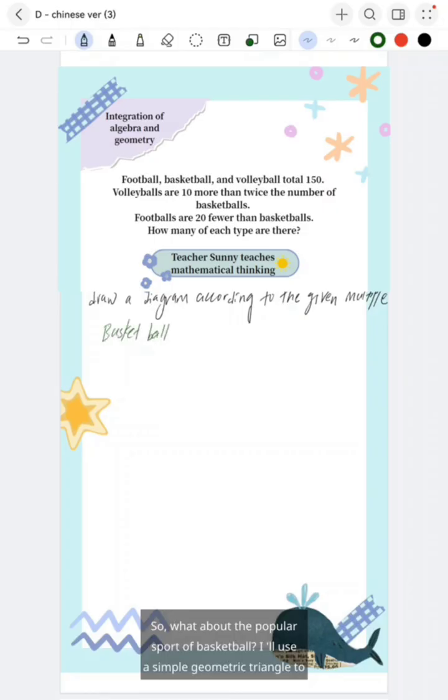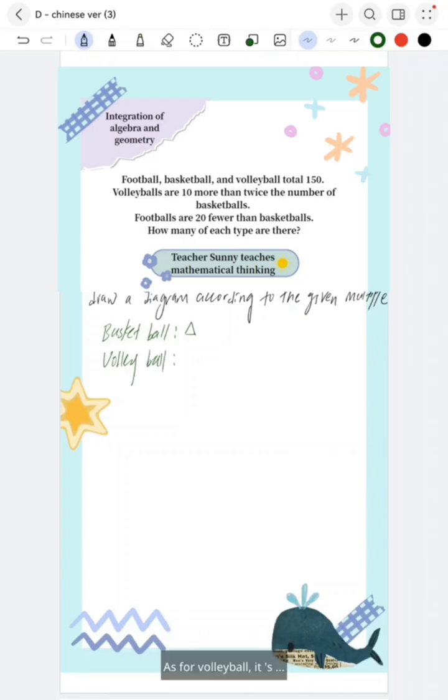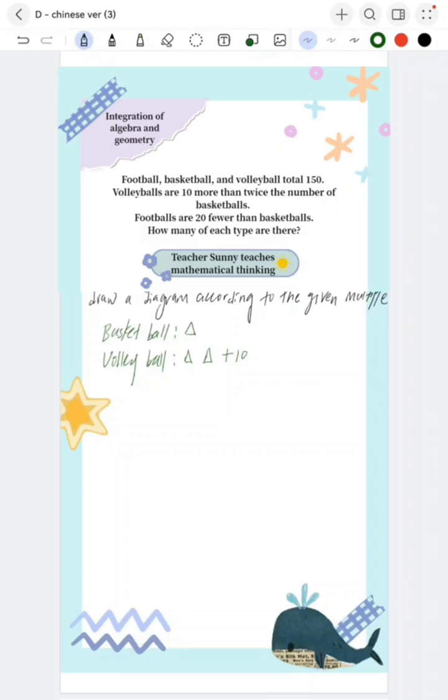So, what about basketball? I'll use a simple geometric triangle to clearly represent the total number of basketballs. In this way, volleyball is twice the number of basketballs and even more, right? Twice as many plus 10 more.